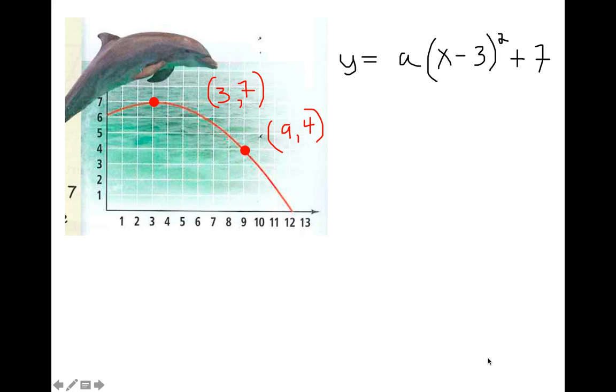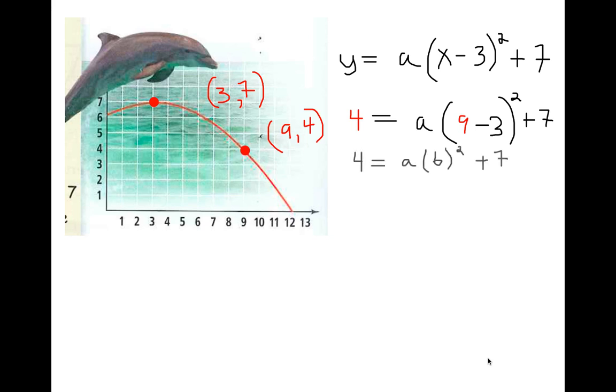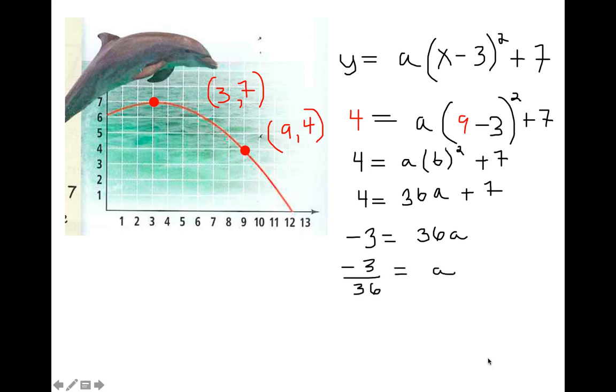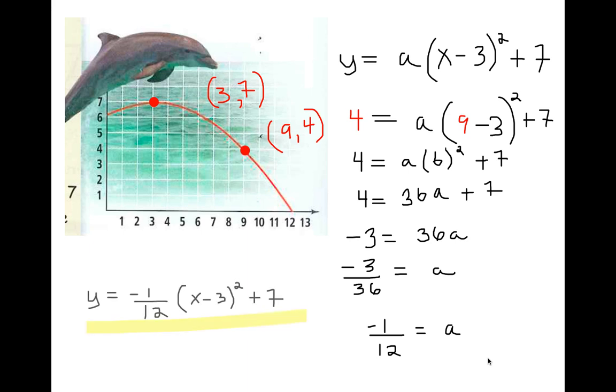So now I know that when this graph passes through there, x is equal to 9 and y is equal to 4. I'm going to put those numbers into my equation and then solve it. 9 minus 3 is 6. 6 squared is 36. Trying to isolate the a, I'll move the 7, so I have -3, and then I need to divide by 36. When I reduce that, it's -1/12, and that gives me everything I need. All of the pieces are ready, and I put it together, and now I know what the quadratic function would be for this dolphin's jump.